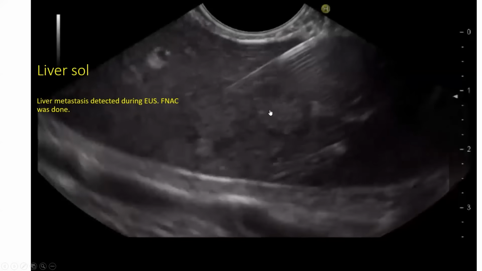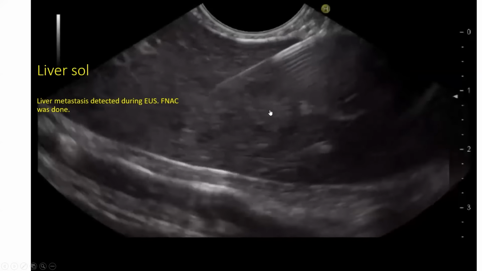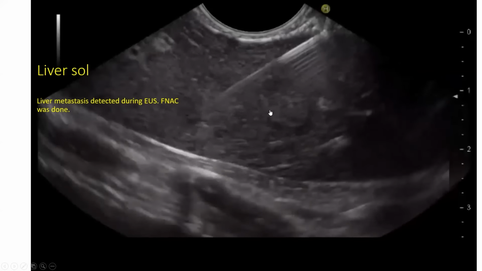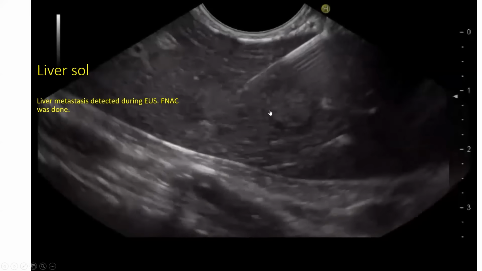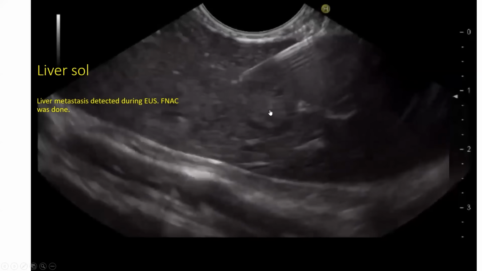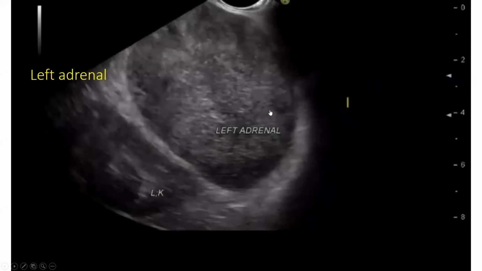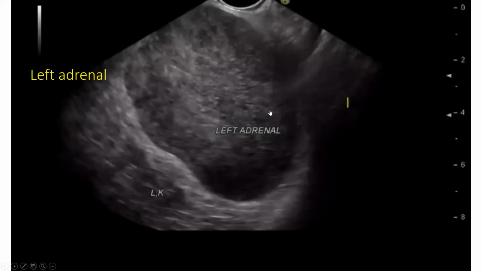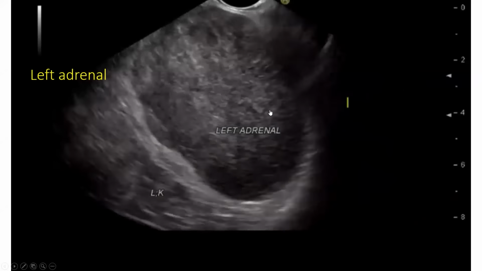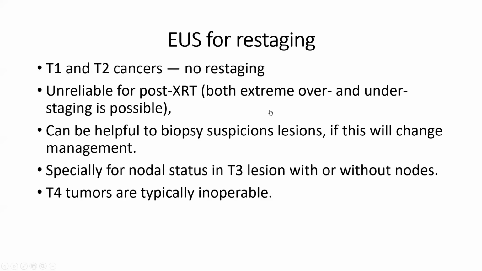So this is an example of liver metastasis, which was missed by endoscopy and missed by CT scan, but EUS high frequency tissue harmonic imaging, 26 megahertz, picked up these metastases, and then FNAC was done. And it is quite common to find adrenal metastasis in these cases of esophageal cancers when we do endoscopic ultrasound.